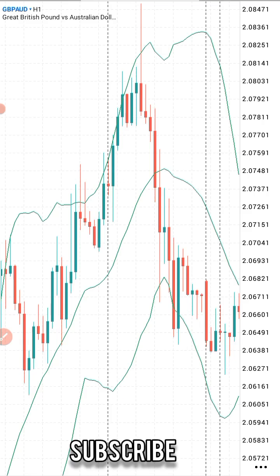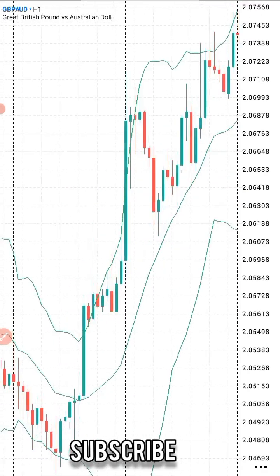Now, this trading strategy actually works. Whether it is on 1 hour time frame or 15 minutes time frame, this strategy works. Now, this is not just for currency pairs. Look at GBP AUD.